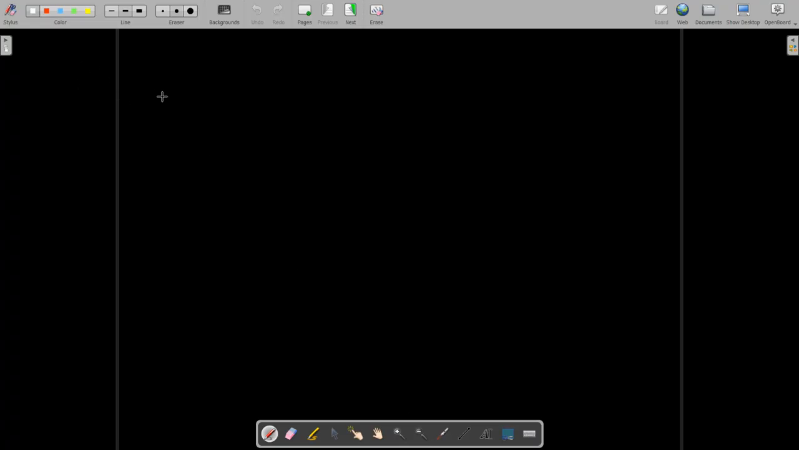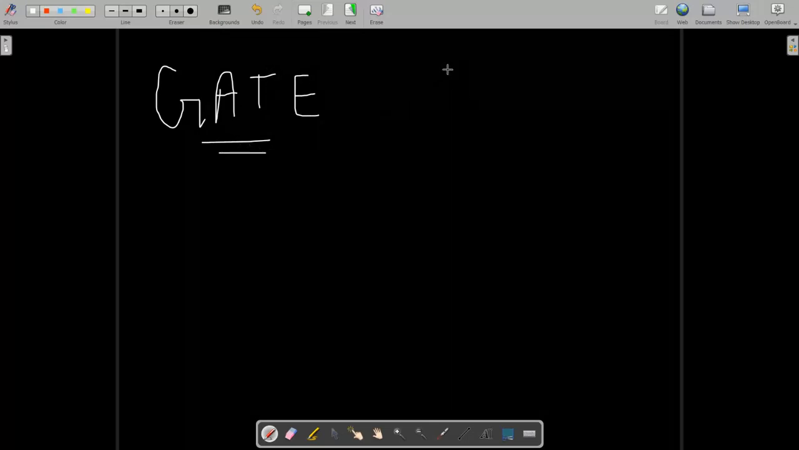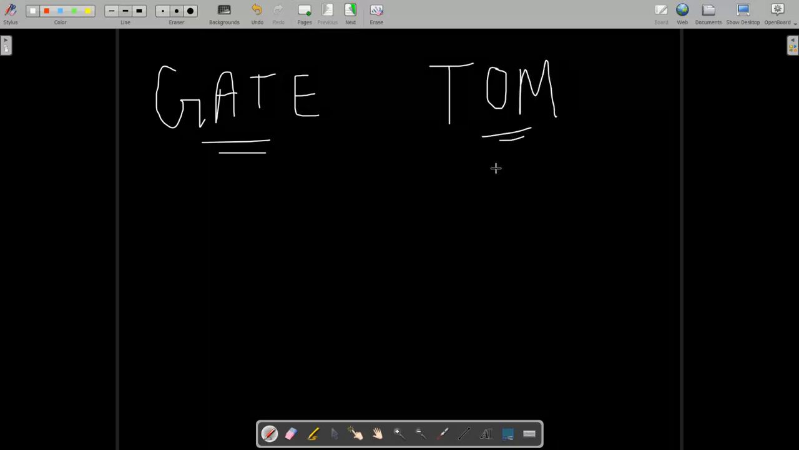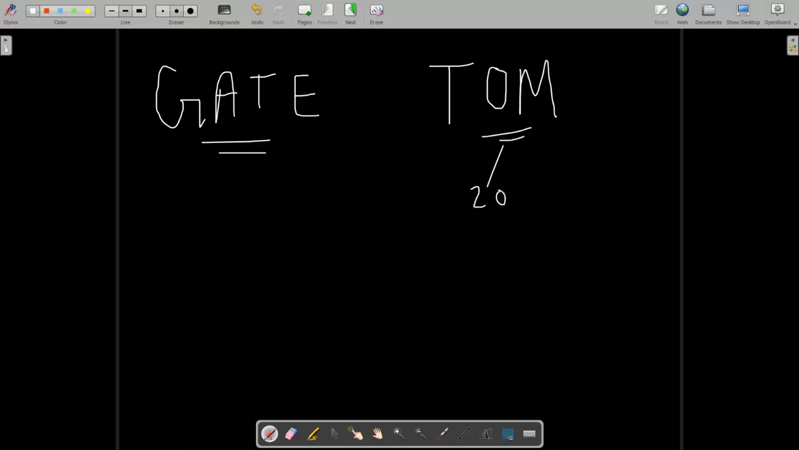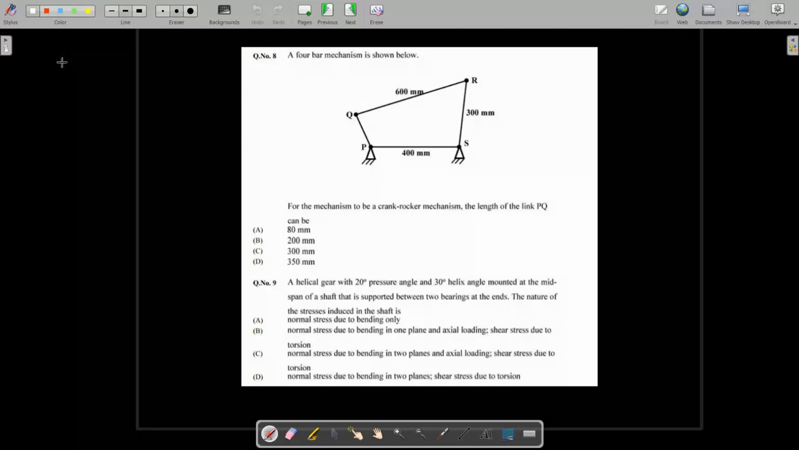And as per the announcement, from today, we are going to start solving the questions of GATE exam. Monday to Thursday, GATE exam questions. Today, we will start with theory of machines. We will solve GATE 2020 questions, and the subject is theory of machine. So let's start. Today we will solve three questions of theory of machine.